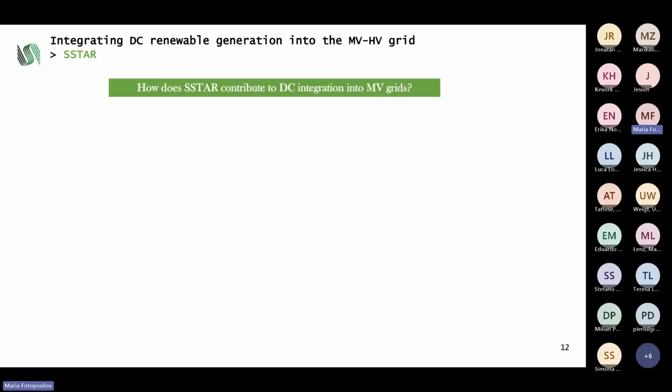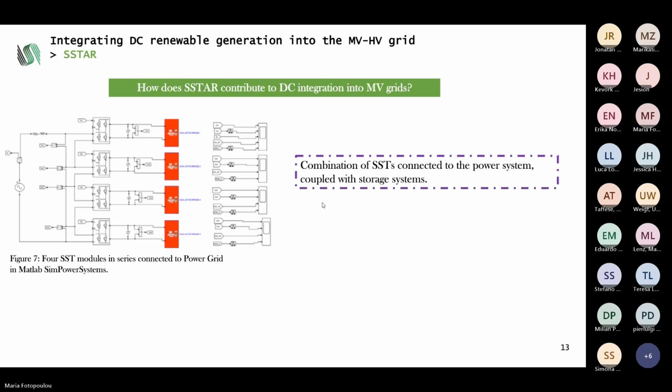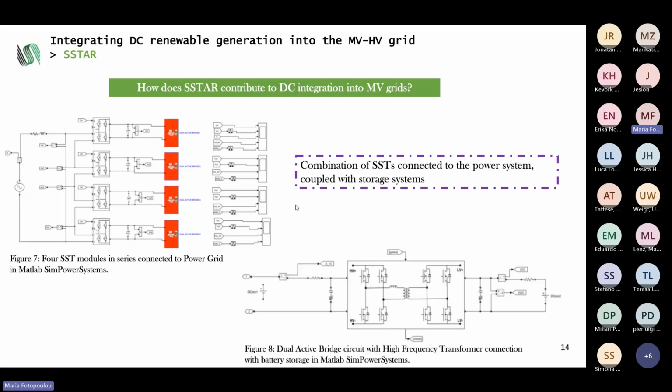So, getting to the project in more detail, the question would be, how does the STAR project contribute to integration into medium voltage grids? And here we have a MATLAB simulation that we performed in SERTH. It is a combination of solid-state transformers, 4 of them in series in MATLAB. On one side, we have the connection to the power system, and on the other side, we have batteries connected to each of the solid-state transformers. So we have 4 batteries. And this is a zoom in of the dual active bridge with the high frequency transformer, 1 per SST.